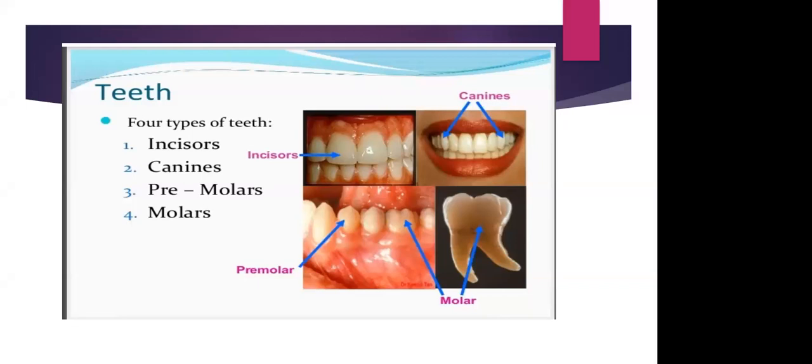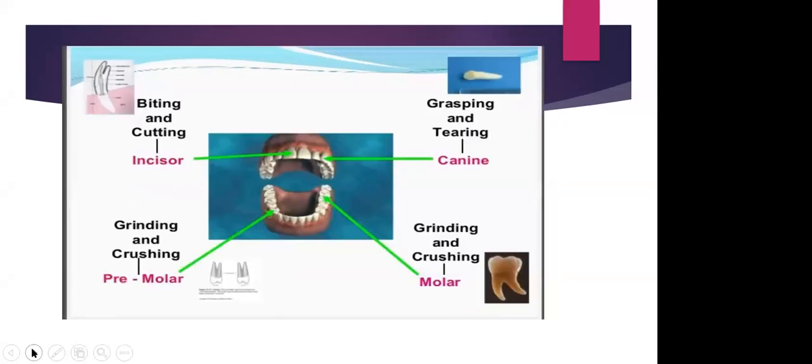So let us see the teeth structure in detail along with the dental formula of human beings. Look at this, children. What are the functions of teeth? Generally, there are four types of teeth. Incisors are biting or cutting teeth. Canines are tearing teeth. Premolars are grinding and crushing teeth. Molars are also grinding and crushing teeth.